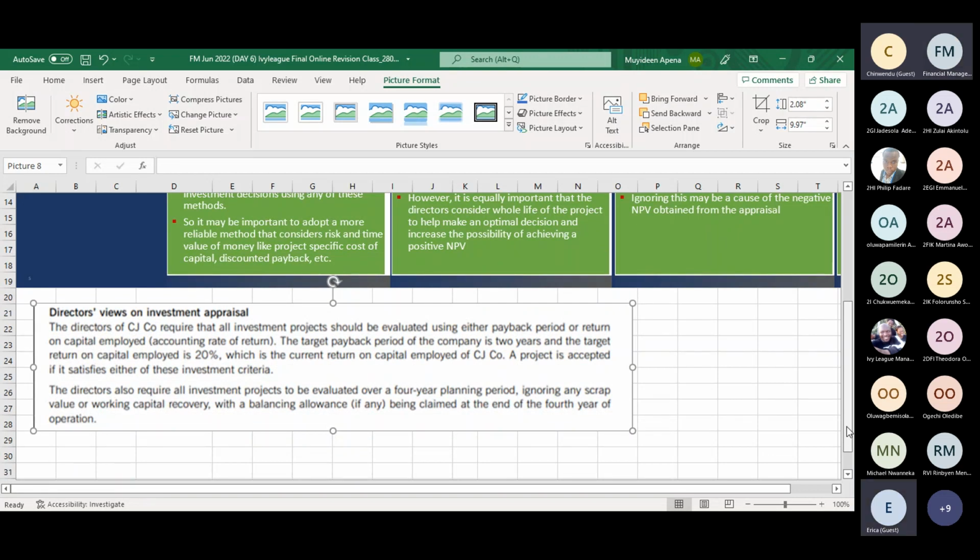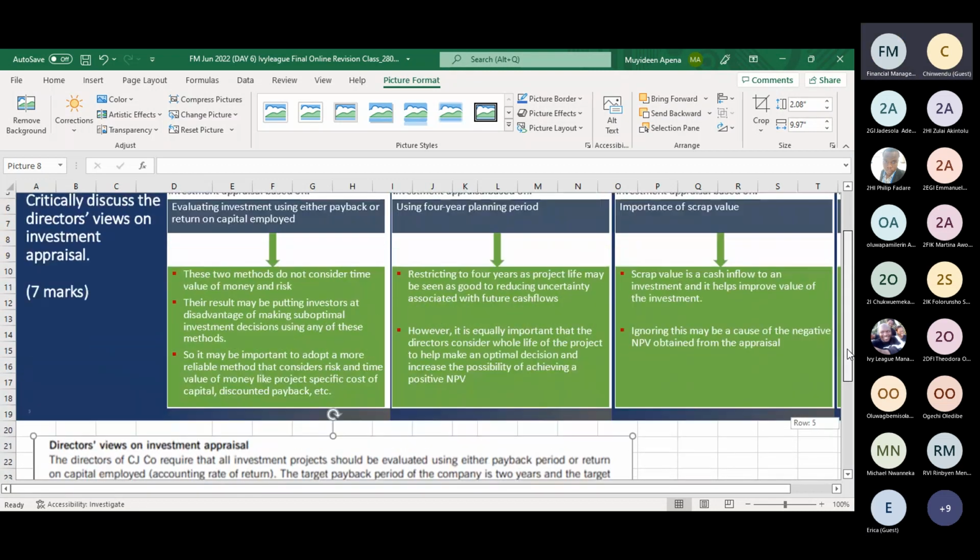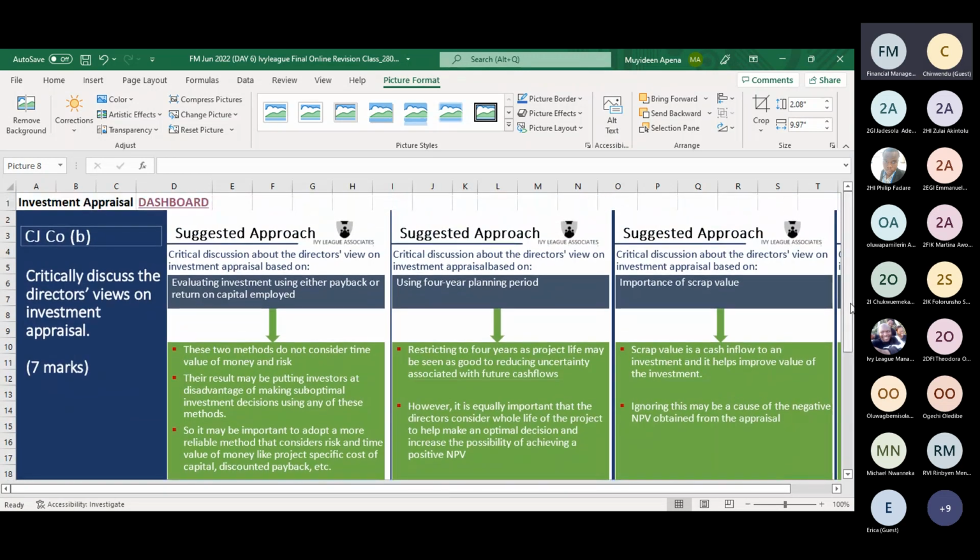Directors of CJCO require that all investment projects should be evaluated using either payback period or return on capital employed. Target payback period of the company is 2 years and target return on capital employed is 20%, and that is the current return on capital employed of the company. A project is accepted if it satisfies either of these investment appraisals. So critically discuss that view. That's the first view. What can you say about it?